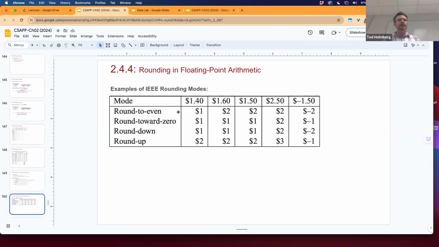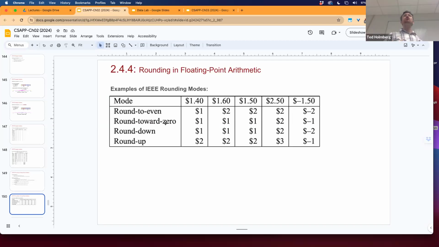Okay, so round to even, let's look at this. 1.4, well, that's going to go to 1, right? Because that's not an edge case. 1.6, that's going to go to 2. 1.5 is our edge case, so we round to the nearest even number. That's going to be 2. 2.5, we're going to round to the nearest even number, so that's going to be 2. Minus 1.5, we're going to round to the nearest even number, which is going to be minus 2.